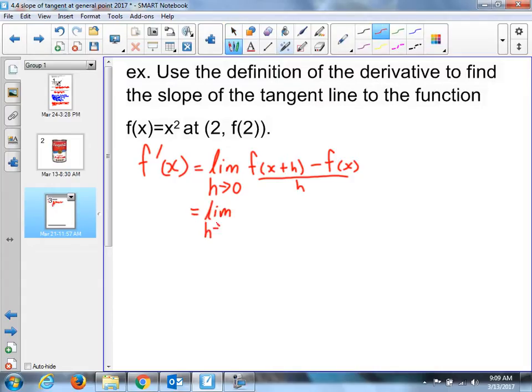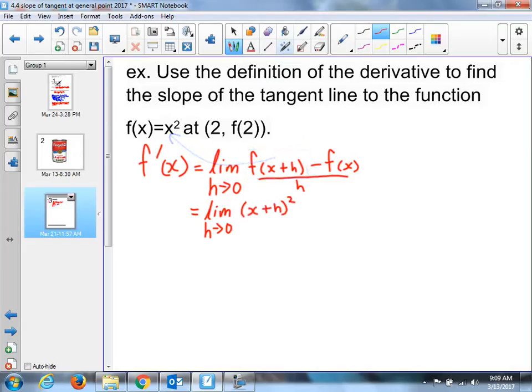the limit as h approaches 0. So here's how it's different than the other day. We actually put in 2 plus h. Here we're putting x plus h into the square. So what I'm saying here is I'm evaluating f of x plus h into the formula. So x plus h, square it.